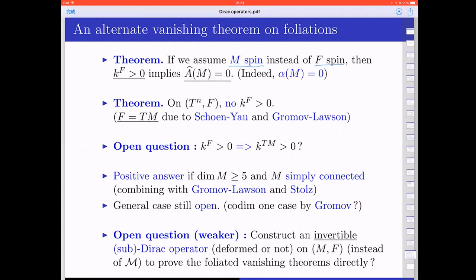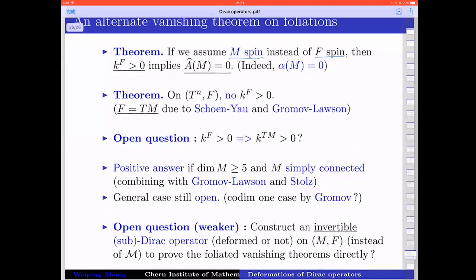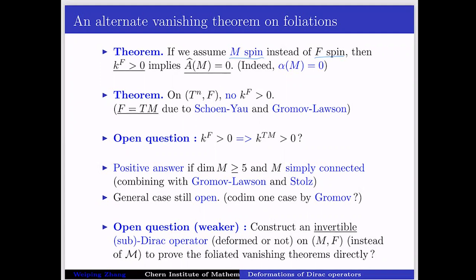So in the way of giving a geometric proof of the Connes vanishing theorem, we also arrive at an alternative generalization of Lichnerowicz's formula to the case of foliations. So instead of assuming F is spin as in Alain Connes' theorem, we assume the total manifold is spin. Then under the same condition that the leafwise scalar curvature is positive, we still get the index equal to zero. So this is not the index of the Dirac operator. Indeed, we can also show that the Mobius index, in the dimension 4k+1, 4k+2 case, is still equal to zero. So this is together called the alpha-hat equal to zero.